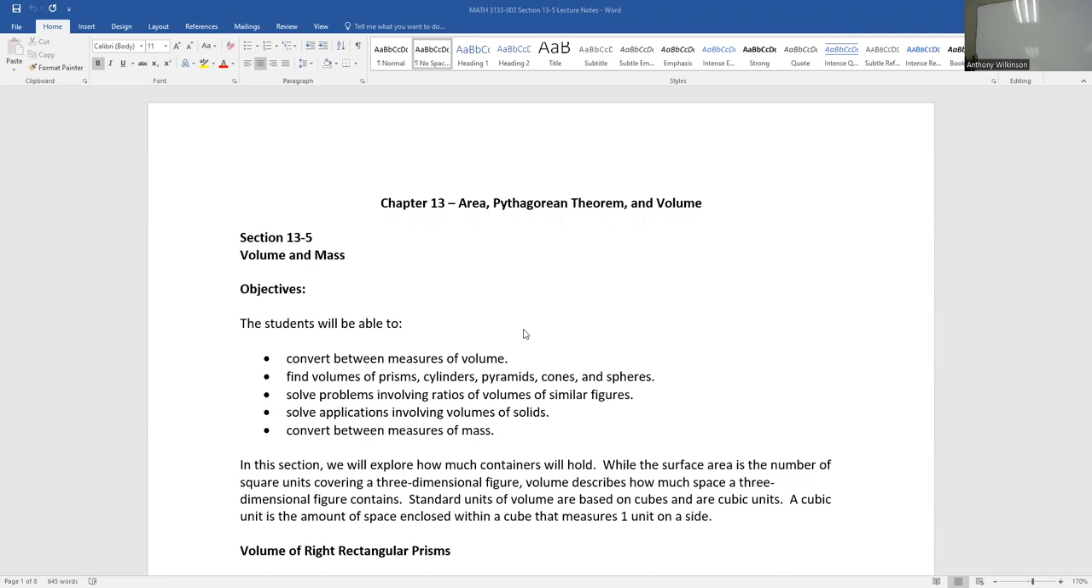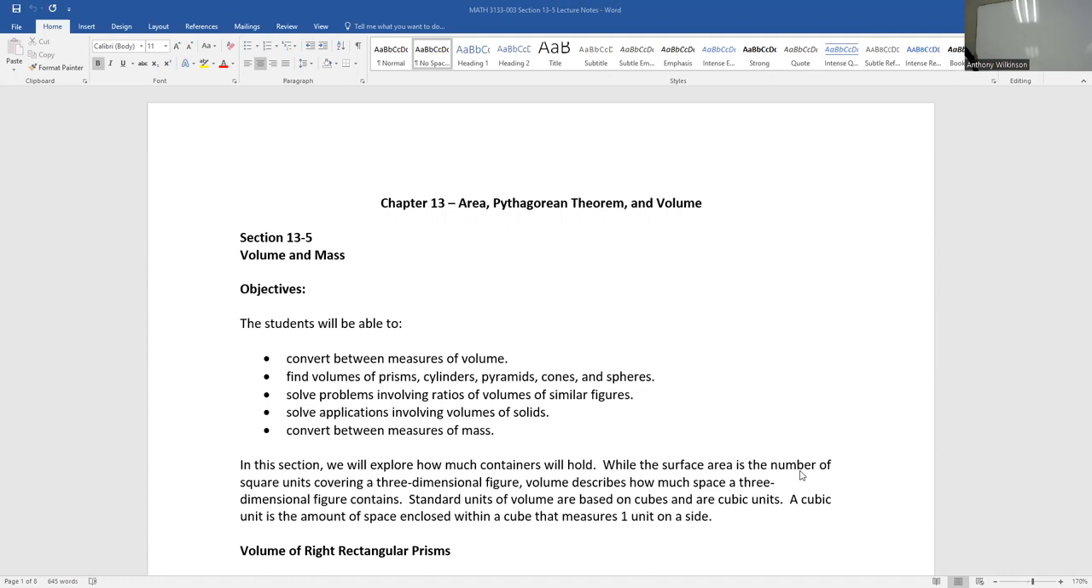Now, in 13.4, we already looked at surface area, and that's going to be the number of square units covering a three-dimensional figure. Volume describes how much space a three-dimensional figure will contain. Standard units of volume are based on cubes and are going to be in cubic units, whereas area was in square units.